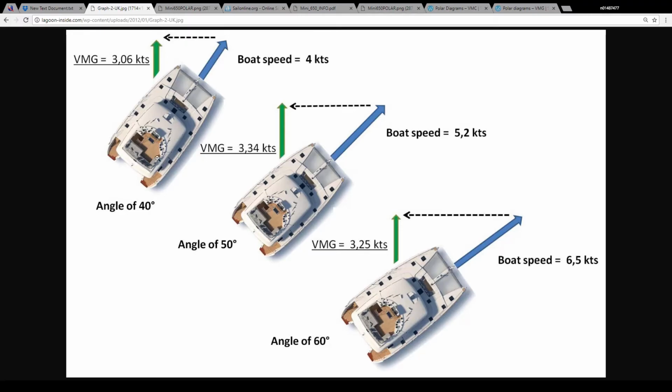And the other thing I just want to mention here is that if you were at an angle of 90 degrees, you're never going to go upwind, which means that your cos of 90 is going to be 0. So you're always going to have a 0 VMG.